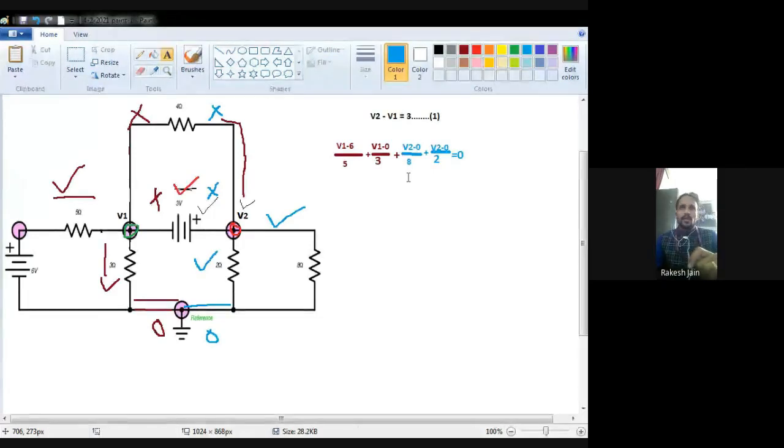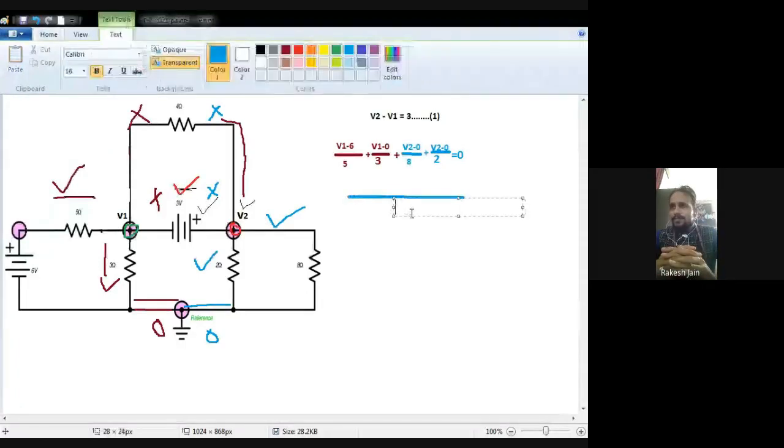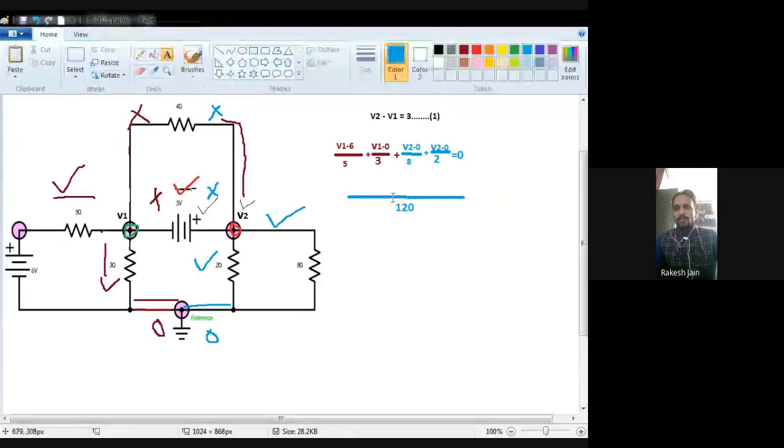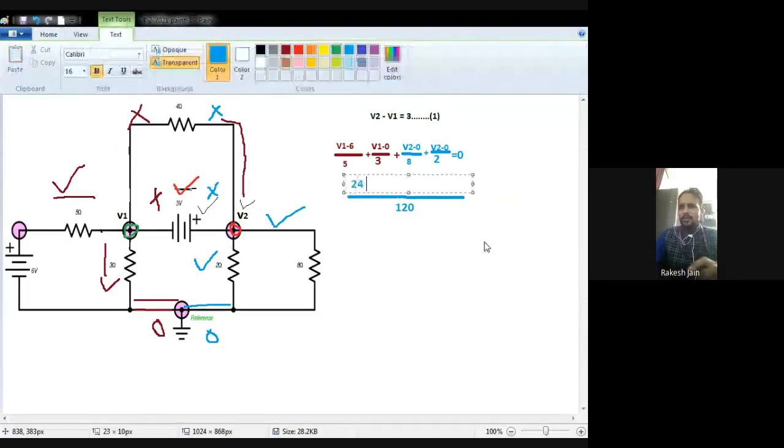That is 24 multiplied by 5. 120 will be the answer. 120 will be the LCM. Okay. Yes. So how many times will the 5 be divided into it? 24 times. So 24 V1. I just take the LCM.